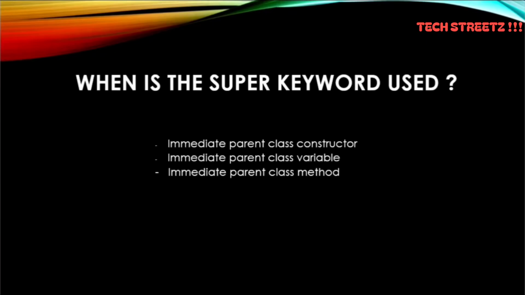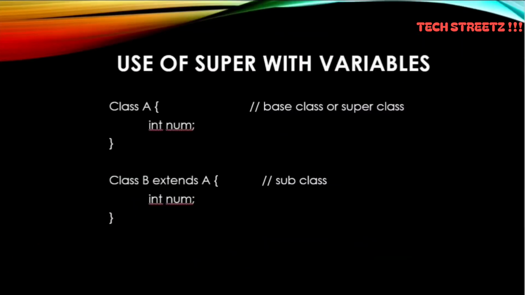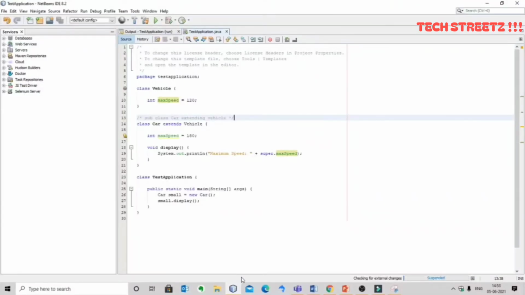Let's understand this with examples. Using the super keyword with variables. The scenario occurs when the derived class and the base class have the same data members. In that case, there is a possibility of ambiguity for the JVM. Here, in this example, the parent base class is Vehicle. Car extends this Vehicle. In both the classes, we have a common variable maxSpeed.